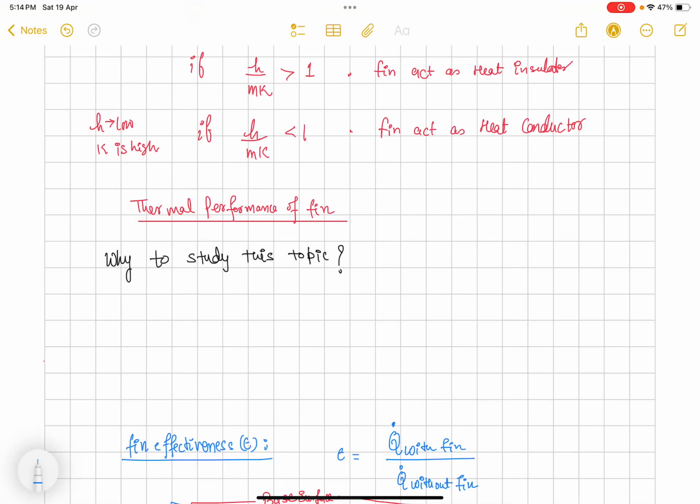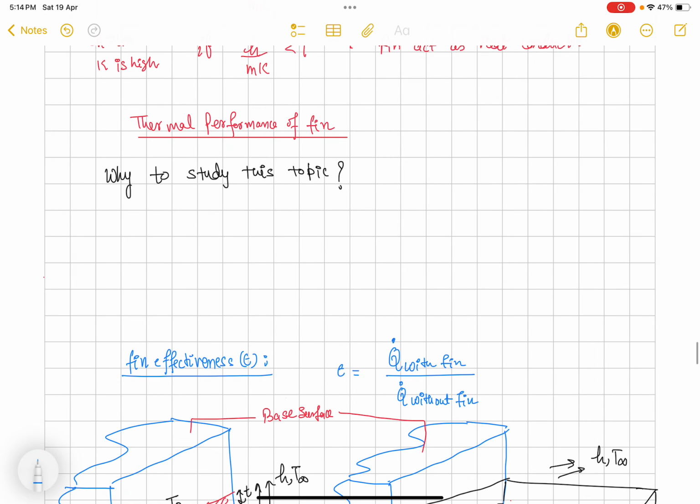From now on, we will study the thermal performance of the fin. Recall from the last lectures, we've been discussing that fins are attached on the base surfaces, and fins increase the heat transfer by increasing the surface area, right? So when we increase the fin, it increases the heat transfer area and hence the heat transfer rate to the surrounding.